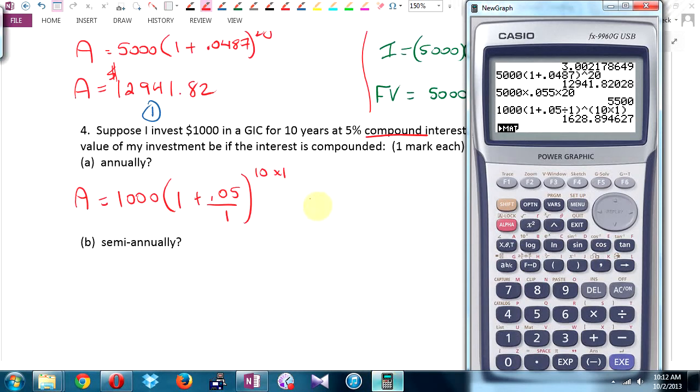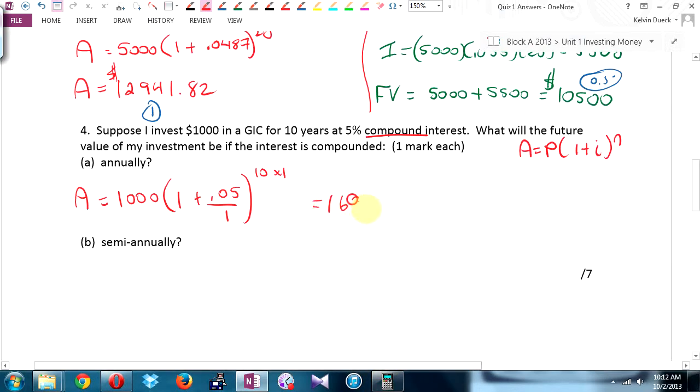Yeah. Semi-annually. Same thing, same thing, same thing, divided by 2, same thing, times 2, or it's a 20.